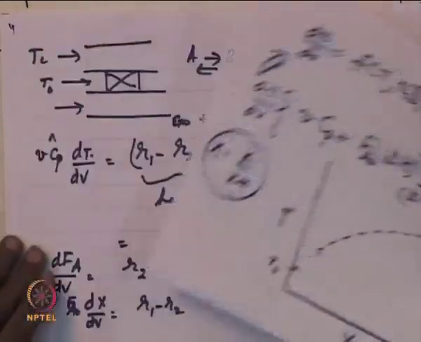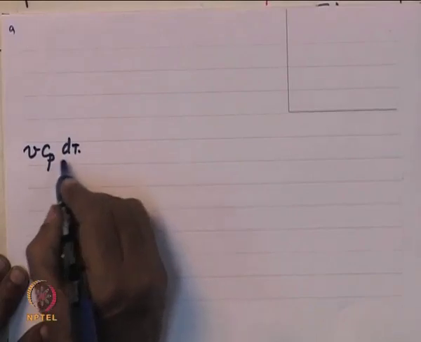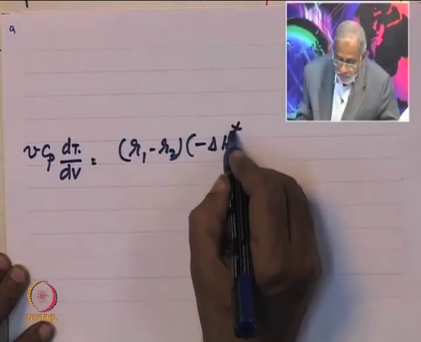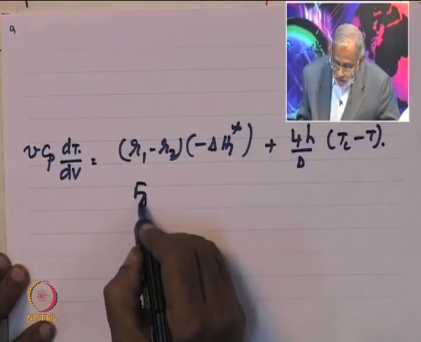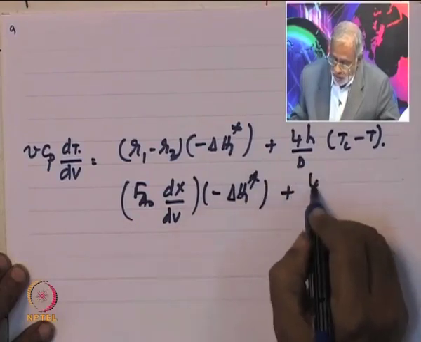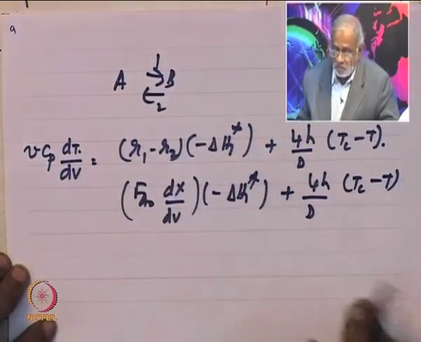So, for the case of an instantaneous reaction, we find that from the energy balance, we are able to tell what happens. Now, the second related situation which is of interest to us is, suppose for example, let me write this once again just for the sake of explaining to you: V Cp dT/dV equal to (R1 minus R2) times (minus delta H1 star) plus 4H by D (Tc minus T). This is one form. The other form is F_A0 dx/dV times minus delta H1 star, plus 4H by D (Tc minus T). The reaction is A goes to B and B goes to A, 1 and 2. This is the reaction.